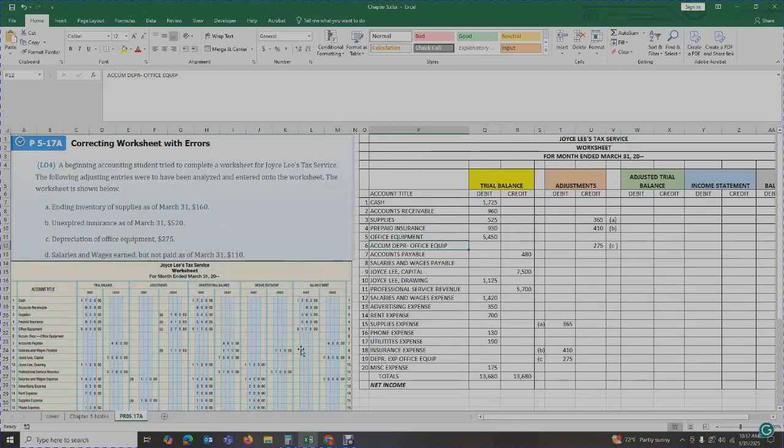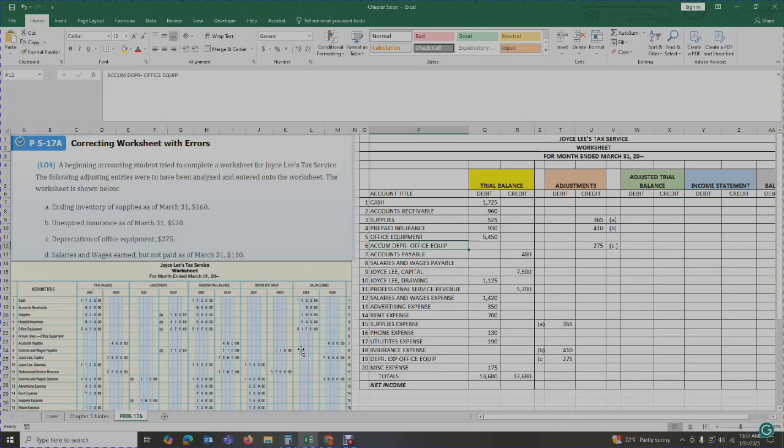So last but not least, we've got our salaries and wages earned but not paid as of March the 31st. We have some employees that worked. The cutoff for the payroll was not met, which means the end of the month fell on a Wednesday. We cut checks on a Friday. So I'm not going to cut my employees' checks, but I know that they've worked and I know that they've earned $110 in salaries. So I know I owe my employees $110.